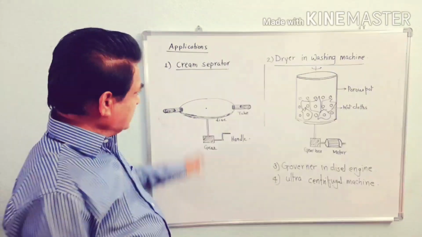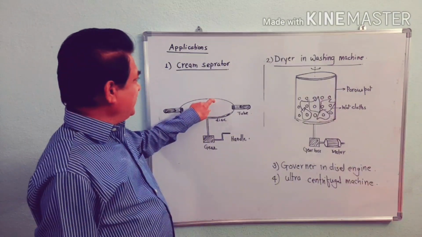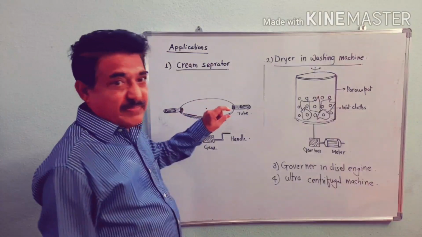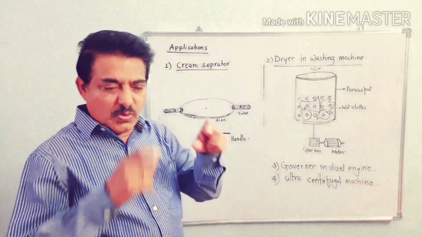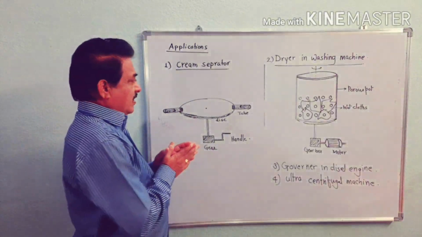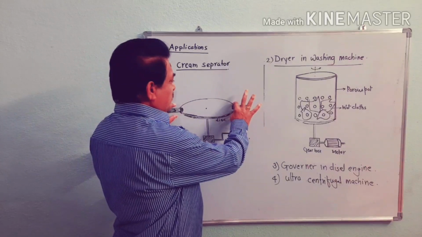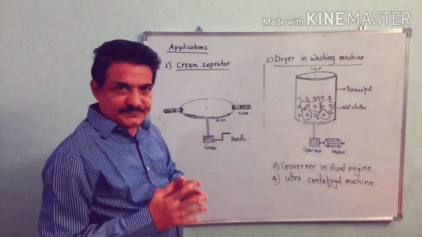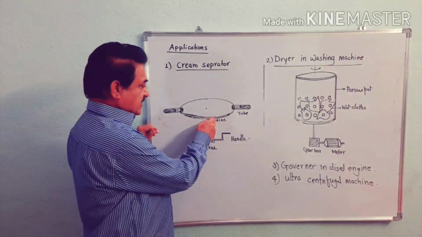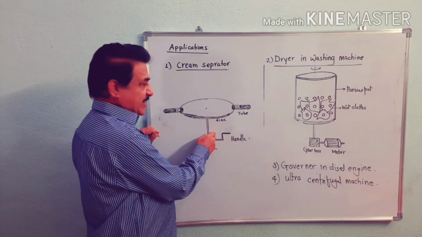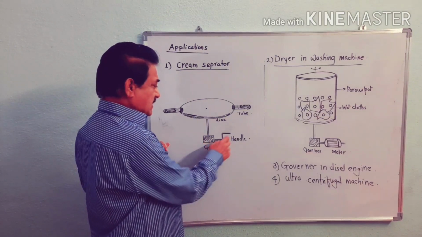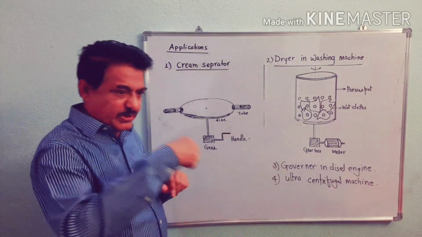So what is the construction of this cream separator? A cream separator consists of a heavy metal disc provided with slots in which milk filled tubes are suspended. And here a vertical axle is given which passes through the center. So this is a gearbox and a handle is used to rotate the disc.